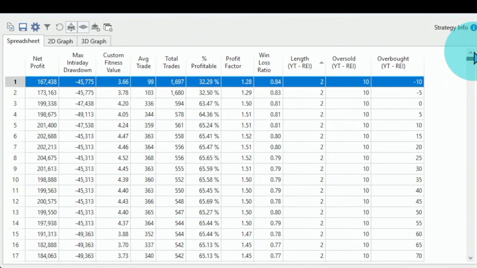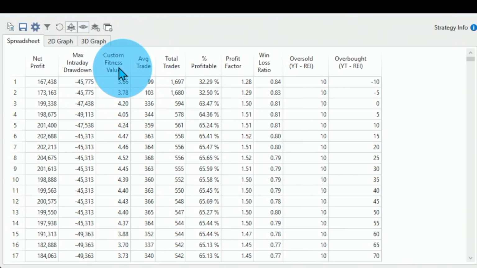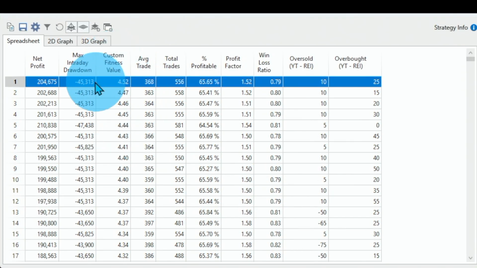So again, I will stick with number 2. So now I will fix this as number 2 and then redo the optimization. And now we have only 441 combinations. And now if I sort by return to drawdown, this is the best combination.